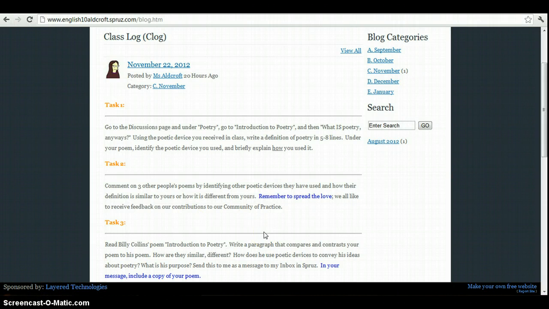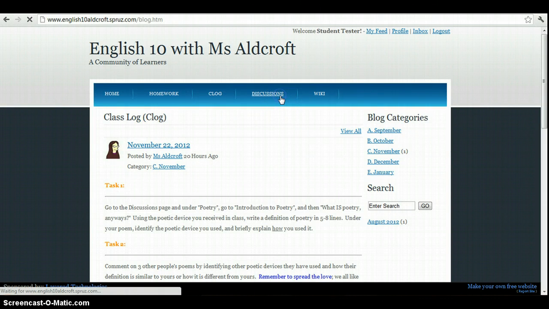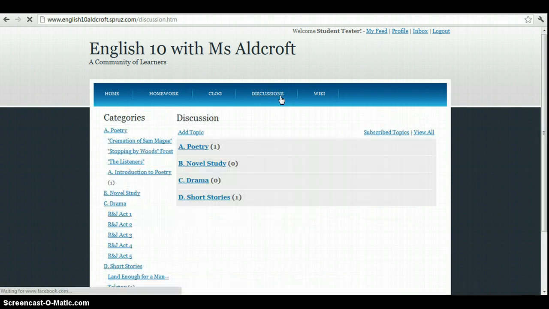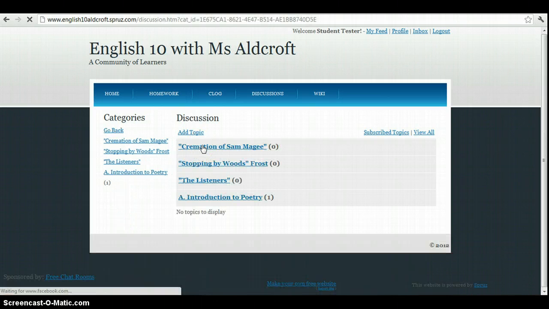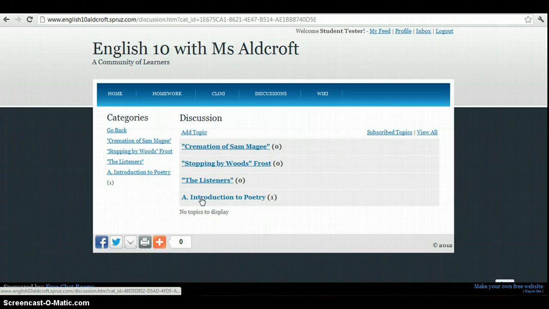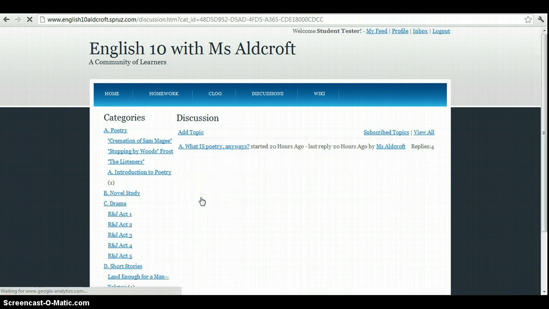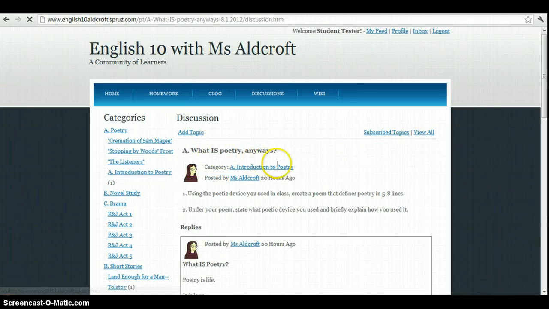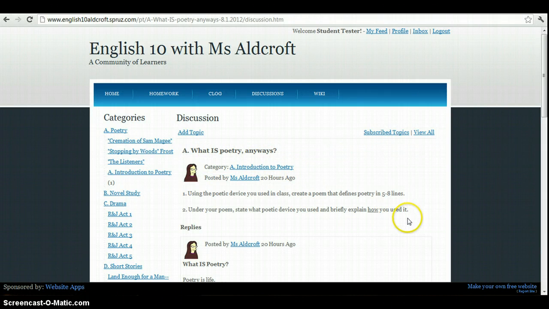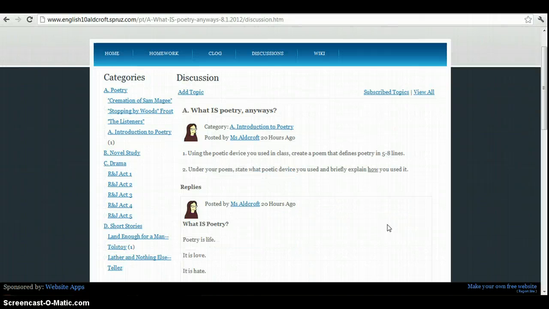Okay, so following the instructions, we're going to go to the discussions page. And since this unit is taking place so late in the semester, students will already be familiar with these procedures. But of course, I always include all the details. What is poetry anyways? And the instructions are stated here in the discussion forum as well. Using the poetic device you received in class, create a poem that defines poetry in 5 to 8 lines. Under your poem, state what poetic device you used and briefly explain how you used it.